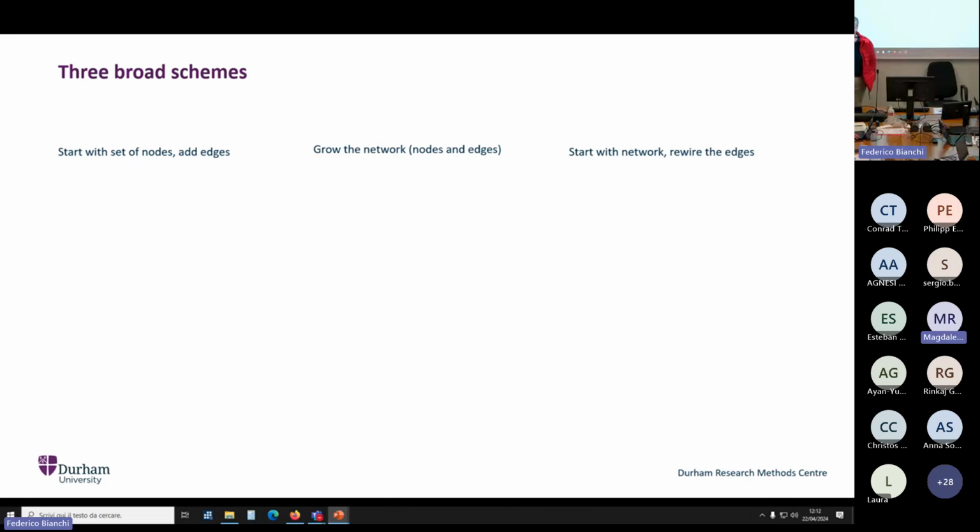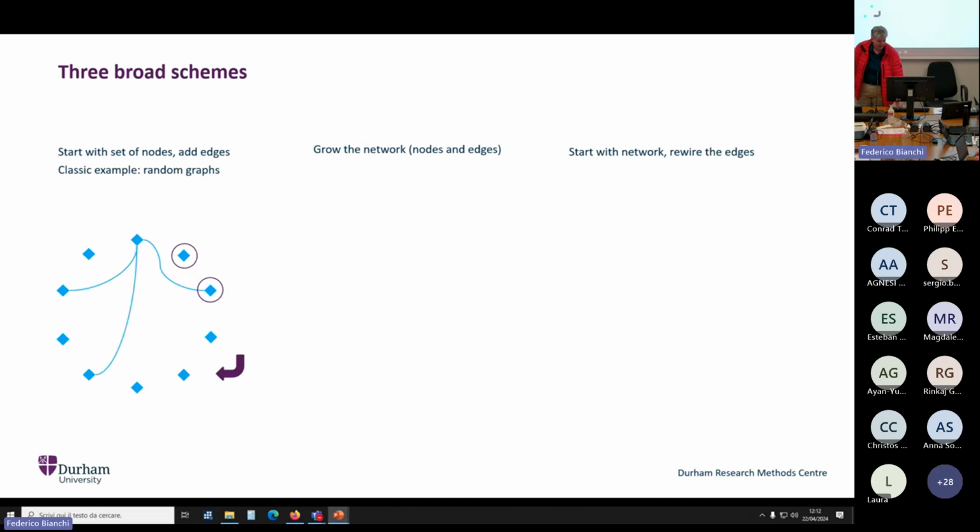There are three broad schemes. You will all be very familiar with this, I hope. You can start with a set of nodes and add edges. The classic example is Erdős–Rényi, where you start with your nodes, go through each pair of nodes, and with some probability create an edge between them.